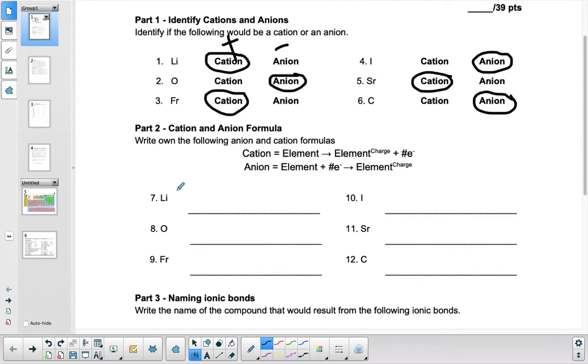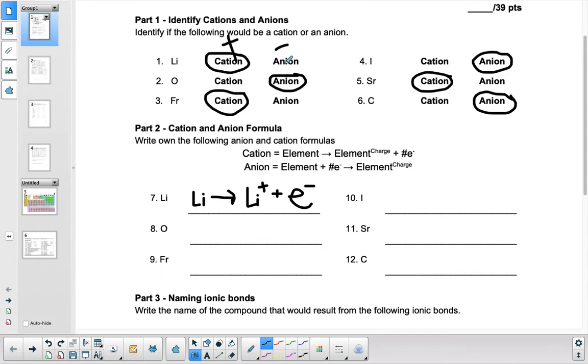So for lithium, it needs to lose 1. It's a cation, so we're using our equation here. We're starting off with our element, lithium. It's all together. Then we have our arrow, so something's going to happen. We're doing something to it, which is removing an electron. So because we removed 1 electron, we now have 1 more proton than electron. So we're going to have a positive 1 charge for lithium.